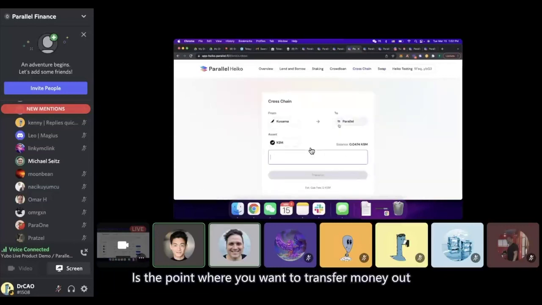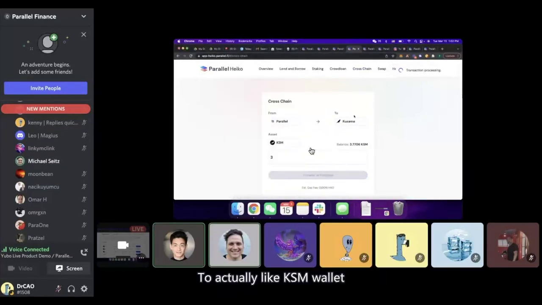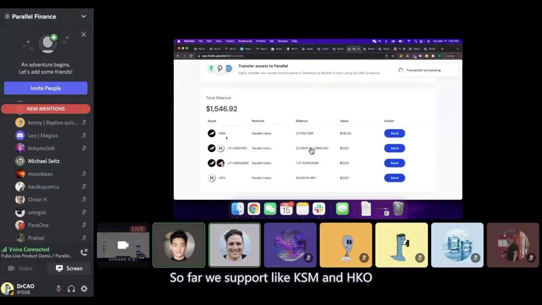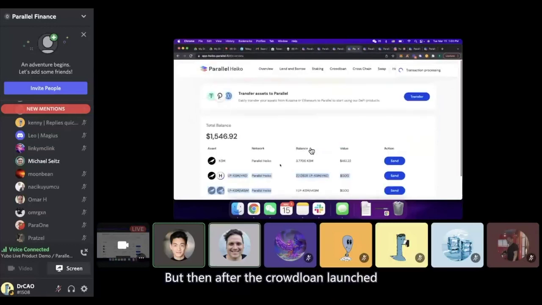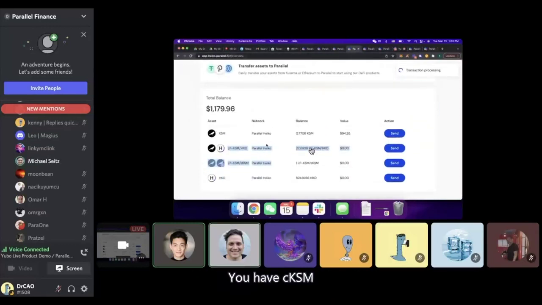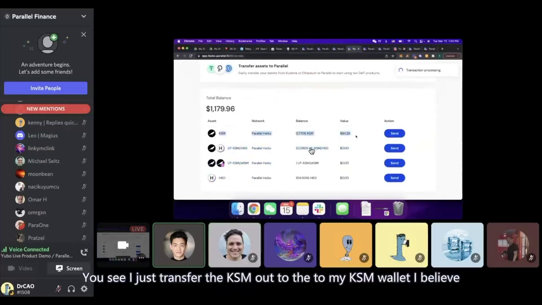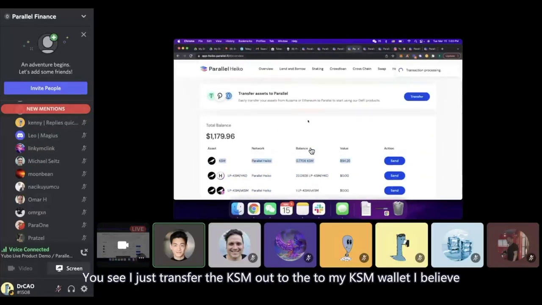This crushing function is the point where you want to transfer money out. Go for it. You can transfer all of that out to your wallets, to an actual Kusama wallet, if you want to transfer it and then start to use it. So far, we support Kusama and Heiko and then 2 LP tokens to get started. But after the Crowdloan launch, you have cKusama. You see, I just transferred the Kusama out to my Kusama wallet, I believe.